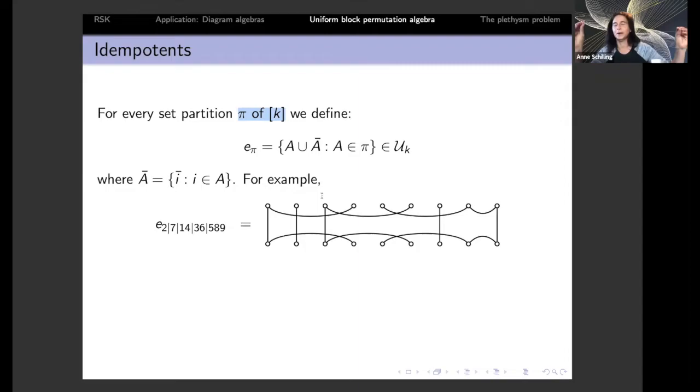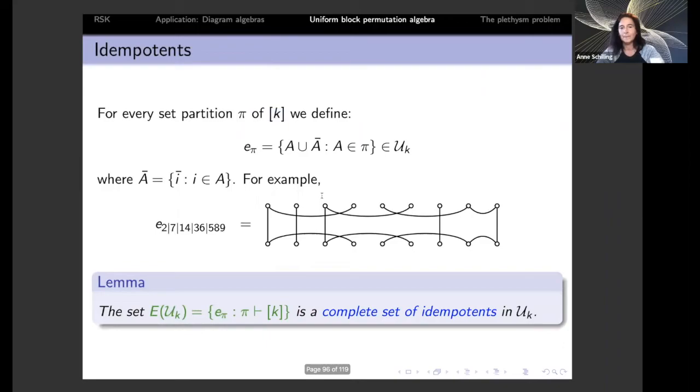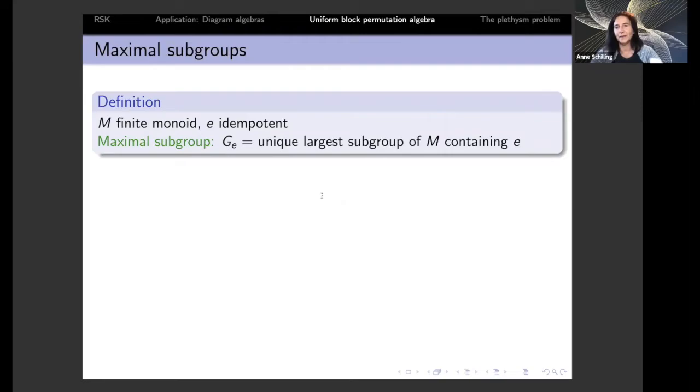Whatever I partition my top in, the bottom will be partitioned by the same thing, and they will be mapped to exactly the same partition, to the same block under this idempotent. And it turns out that these actually form a complete set of idempotents in our uniform block permutation. So to study the representations, what is important are what are called the maximal subgroups of our algebra, or actually in our case, I can think of it as a monoid.